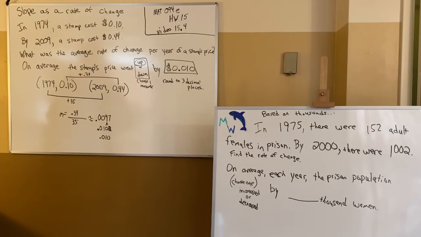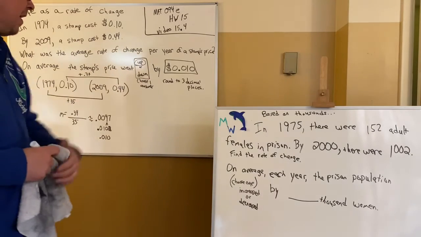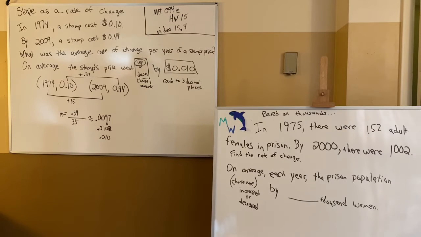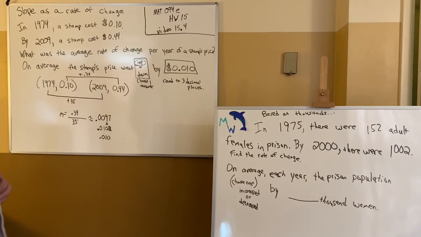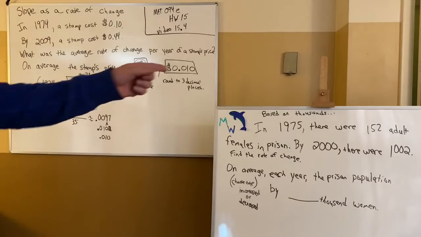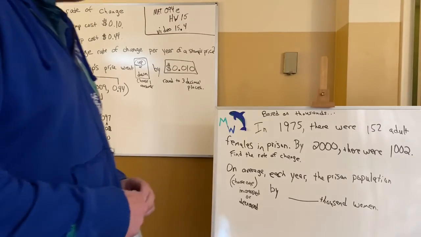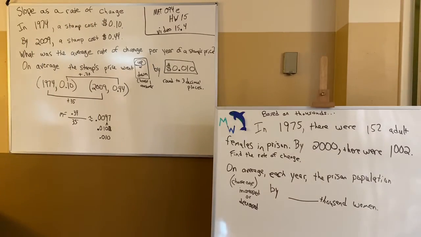We have a very similar problem here from 1975 to 2000, so kind of the same era. There were 152, this is speaking of thousands, females in prison. So there were 152,000 females in prison at that point. And by 2000, there were 1,002,000. That's not 1,000 plus 2,000. That is 1,002,000 women in prison. Find the rate of change. In other words, on average, each year the prison population, choose one, increased or decreased by how many thousand women?